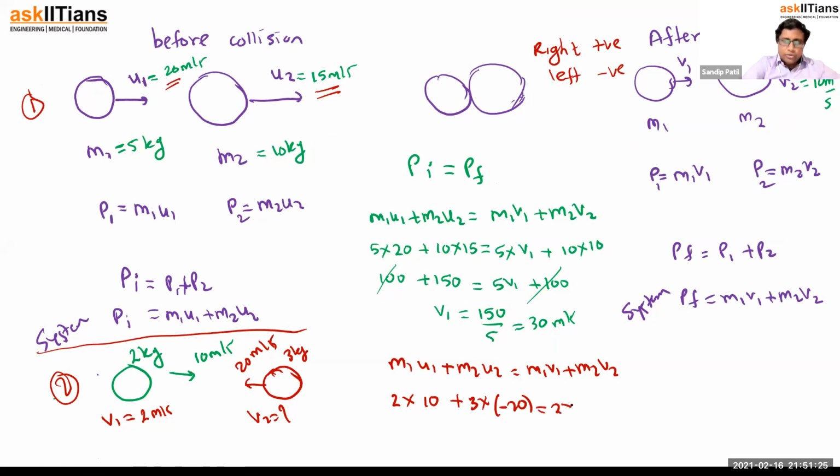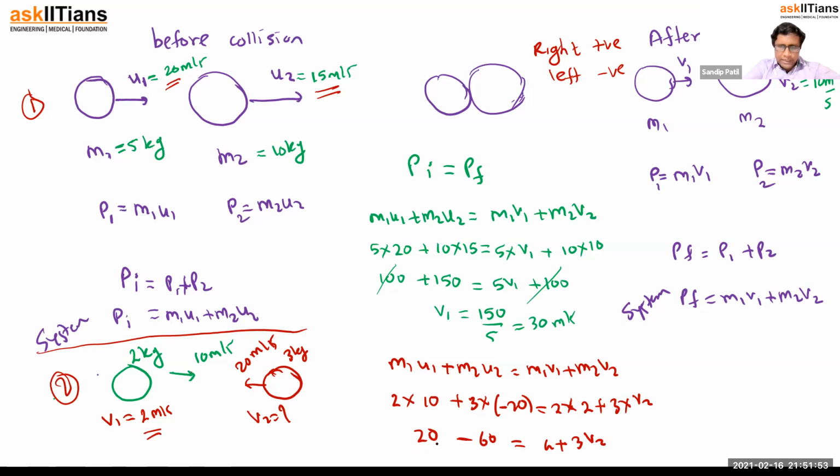So m1 is 2. How much is V1? V1 is 2, they haven't given the negative sign, so we can take it as positive. So 2 into 10 plus 3 into minus 20 is equal to 2 into 2 plus 3V2. So 20 minus 60 will be 4 plus 3V2. So how much will be the answer?